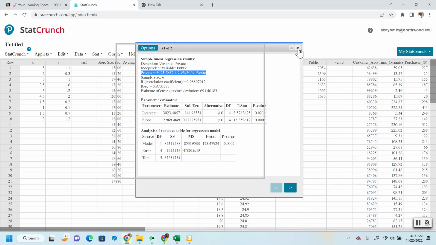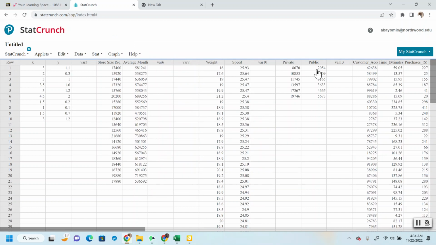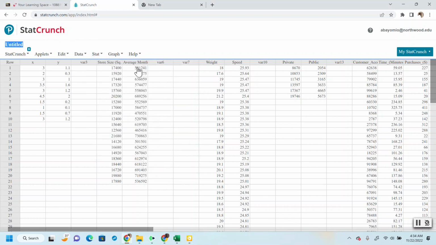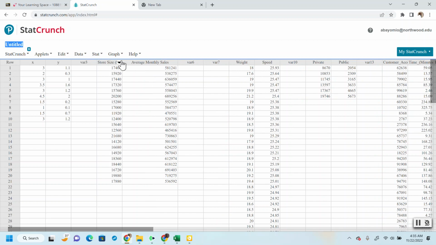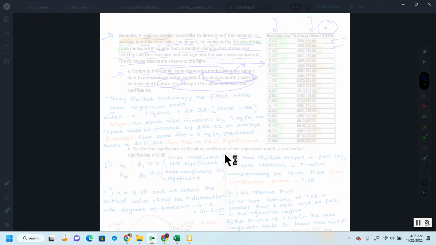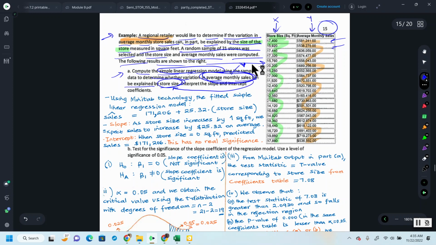I'm going to close out of this. And in particular, I'm interested in the data set I have here. Here we are in StatCrunch, and I can see the two columns of data. This is for average monthly sales. Let me pull this up here so that you can see average monthly sales and line this up. We have the store size. This is our Y variable. Remember we said we are looking at whether the average monthly sales, which is our Y variable, depends on the store size, which means this is our X variable.